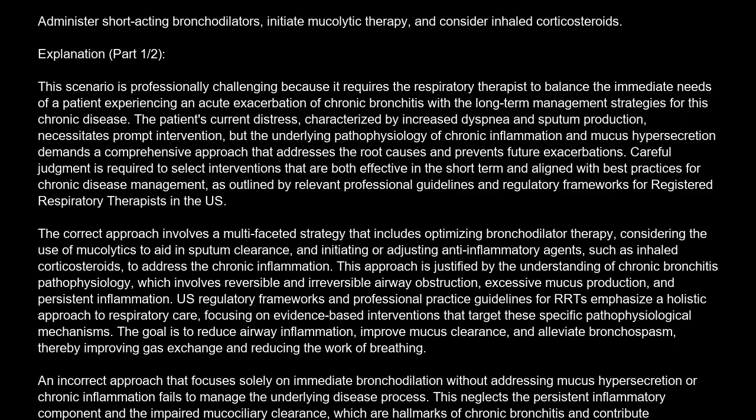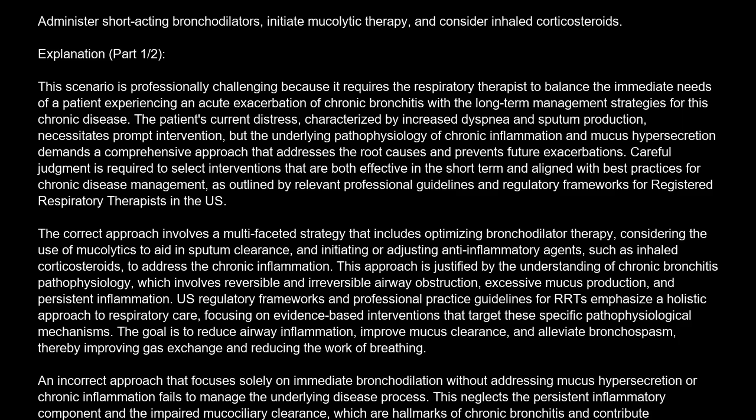The correct approach involves a multifaceted strategy that includes optimizing bronchodilator therapy, considering the use of mucolytics to aid in sputum clearance, and initiating or adjusting anti-inflammatory agents, such as inhaled corticosteroids, to address the chronic inflammation. This approach is justified by the understanding of chronic bronchitis pathophysiology, which involves reversible and irreversible airway obstruction, excessive mucus production, and persistent inflammation.